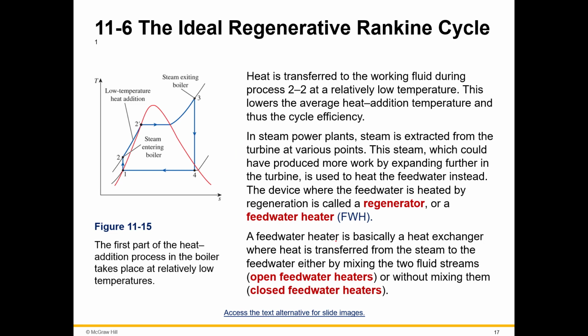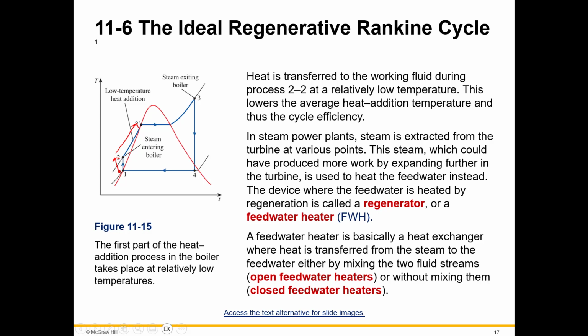So here, the first part of the heat addition process in a boiler takes place at a relatively low temperature. So remember, we started off over here very, very low, right? So heat is transferred to the working fluid during processes 2 to 2 prime, and this is when we're doing a low temperature heat addition. So we're going 1 to 2, and then we've added some low temperature heat additions. So 2 to 2 prime, because that's our addition.